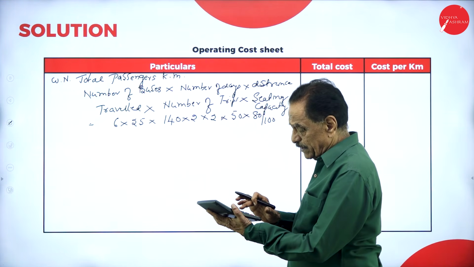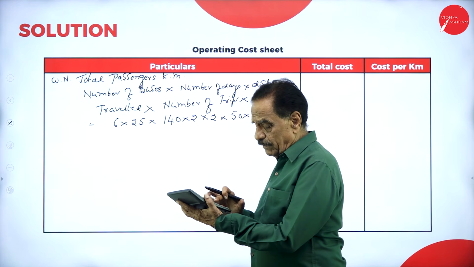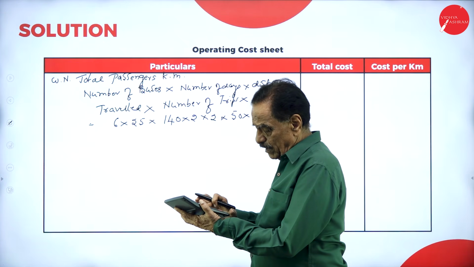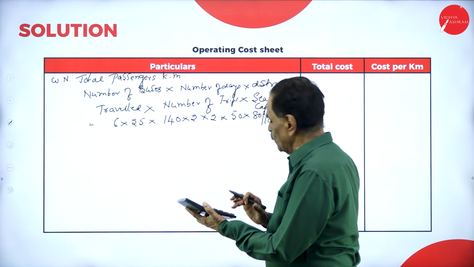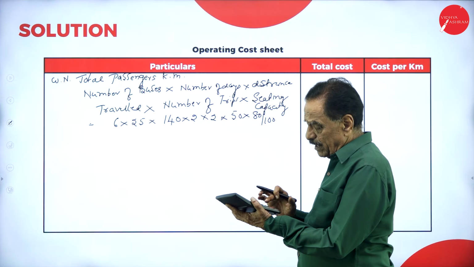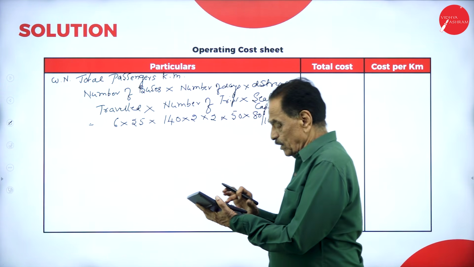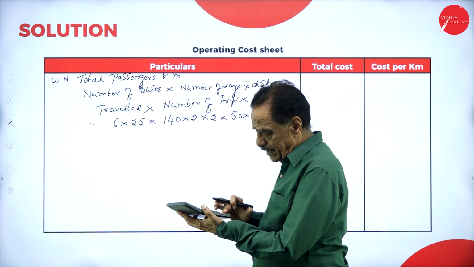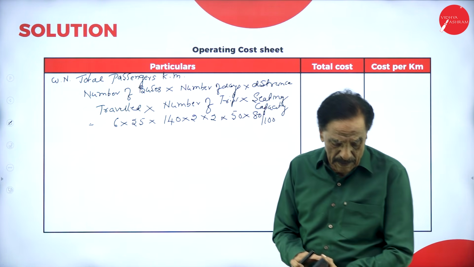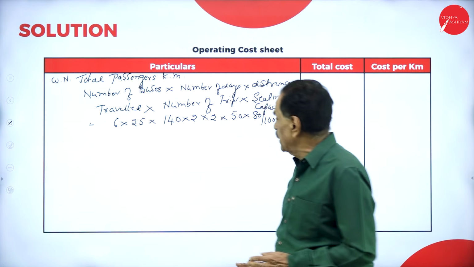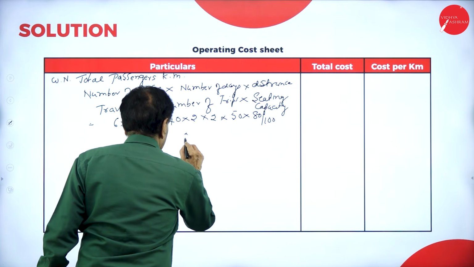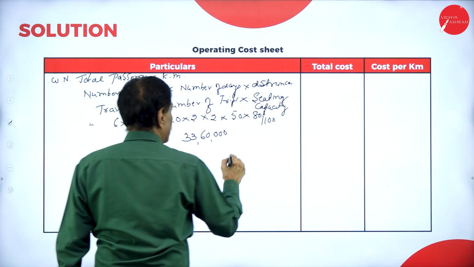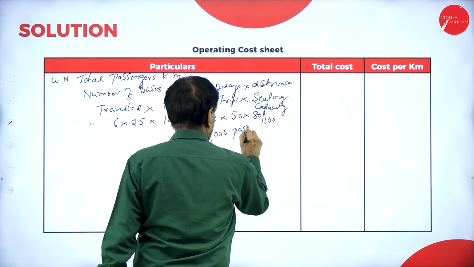Okay, 6 buses into 25 into 140 into 2 into 2 into 50 into 80 divided by 100, which gives 33 lakh 60,000 passenger kilometers.